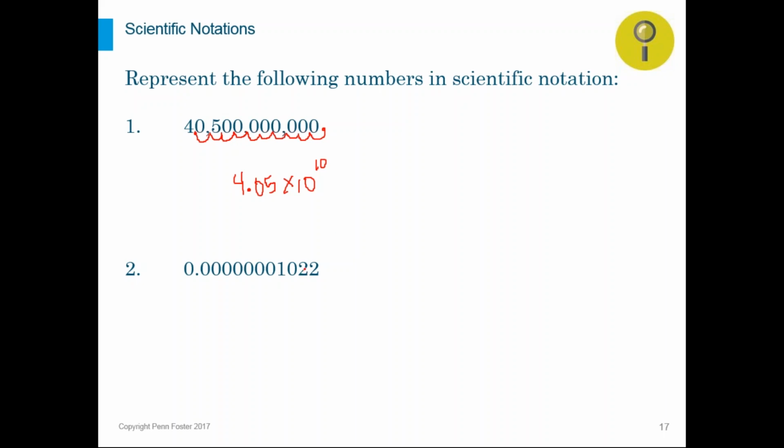Number 2, an extremely small number. So I need to move the decimal point 1, 2, 3, 4, 5, 6, 7, 8. Before I forget, it's 8 places, so times 10 to the negative 8th power. And then I'm going to write it out as 1.022. So in all cases, I need to have one whole number, just one place. I cannot have a 14 or a 23 there. I need to have only one place in the whole number part of this number. And that is how we write the scientific notations of these two numbers.